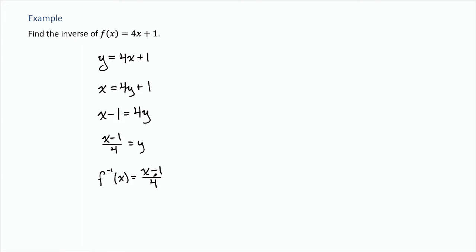Notice that the inverse here is simply doing the exact opposite of what the function does. This function takes an input, multiplies it by 4, and then adds 1. So to undo that, to go backwards, we do the opposite. We subtract 1, and then we divide by 4. And that's our inverse function.